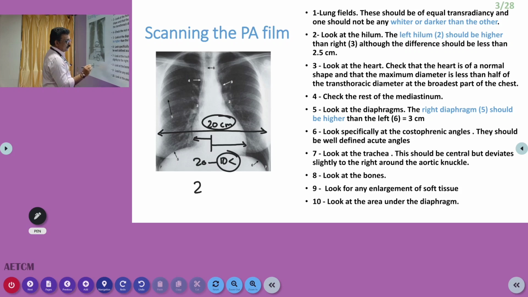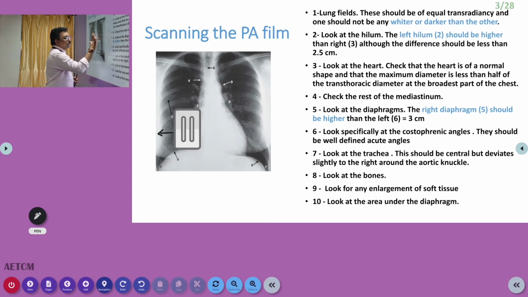Suppose the total area is 20 and the heart area is 15, that indicates cardiomegaly. So cardiomegaly can also be picked up from a chest X-ray PA view, not from an AP view. In an AP view, what happens is both diaphragms go up and the diaphragm may compress the heart, and there will normally be apparent cardiomegaly.